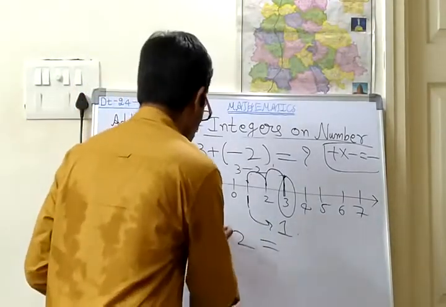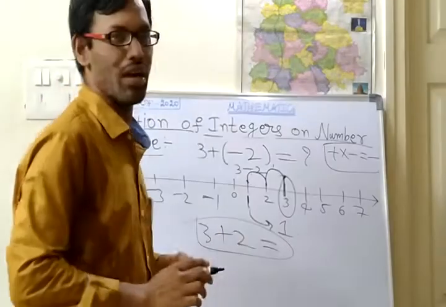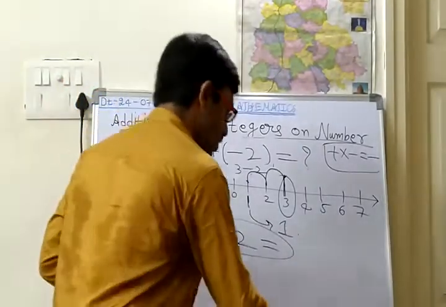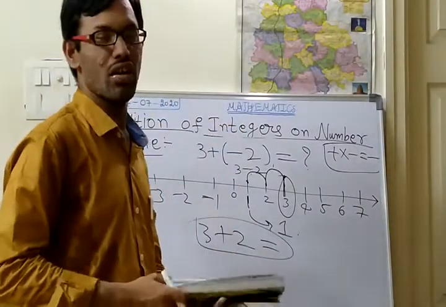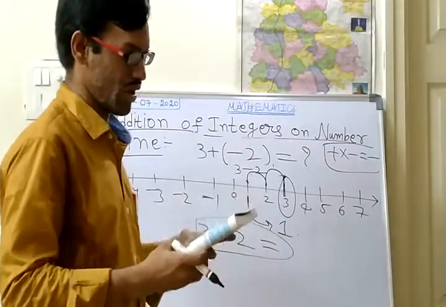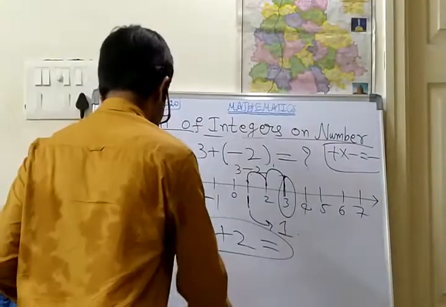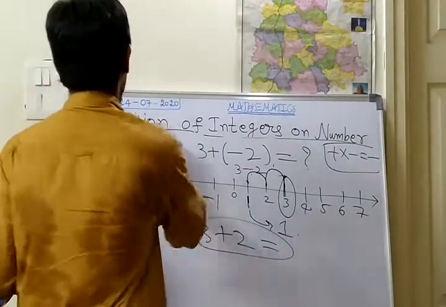So this is the concept of addition of integers on the number line. Now we shall see some problems on this addition of integers on the number line with the help of one of the exercise part. That is the next exercise. Okay, see the exercise.